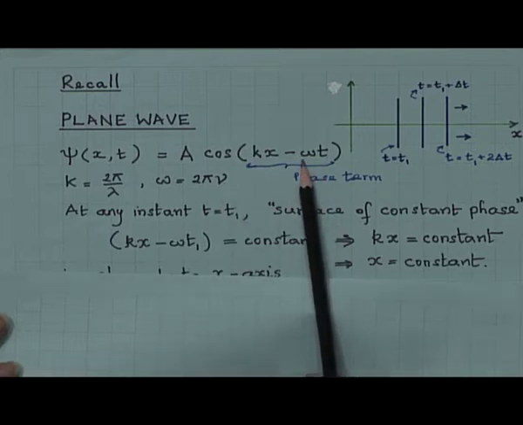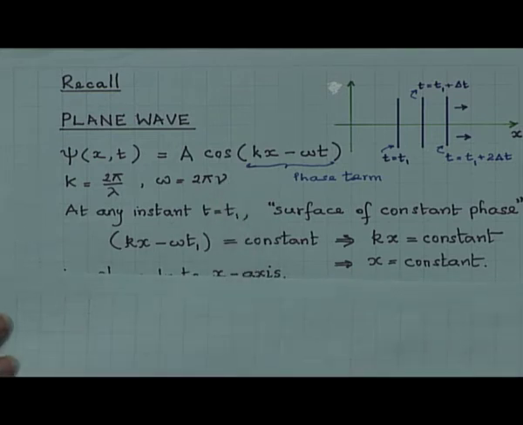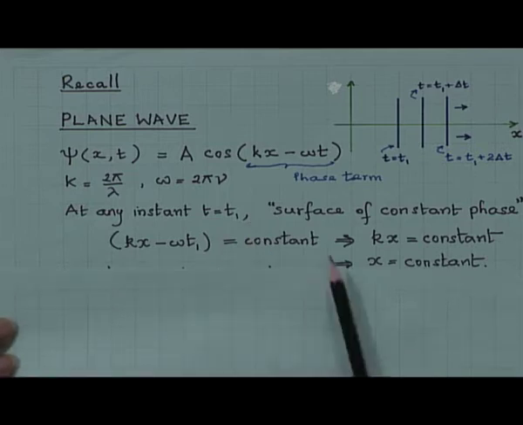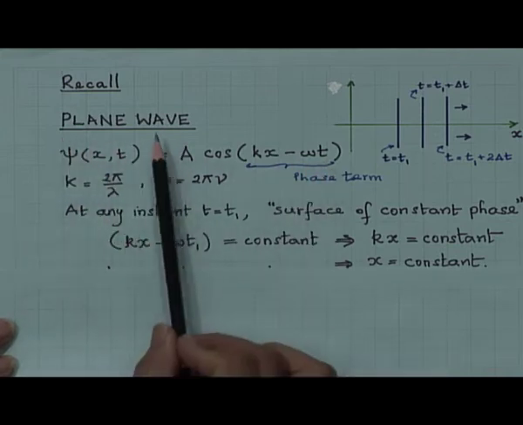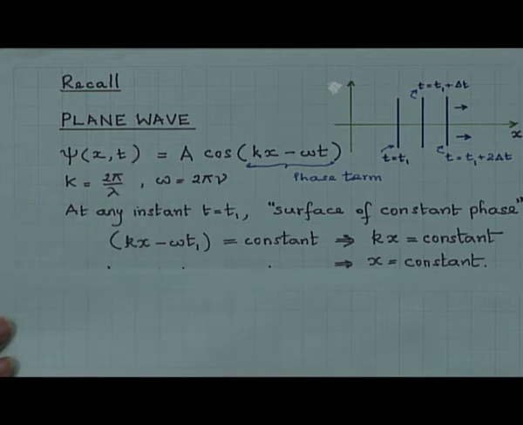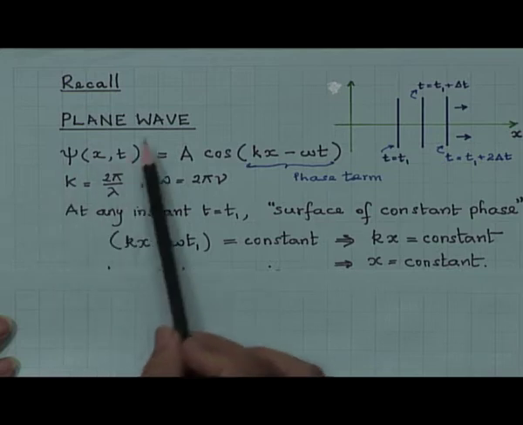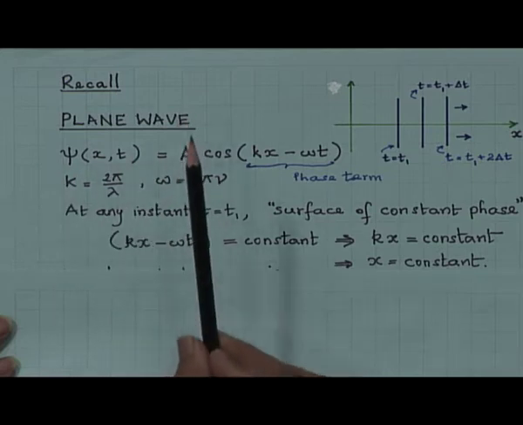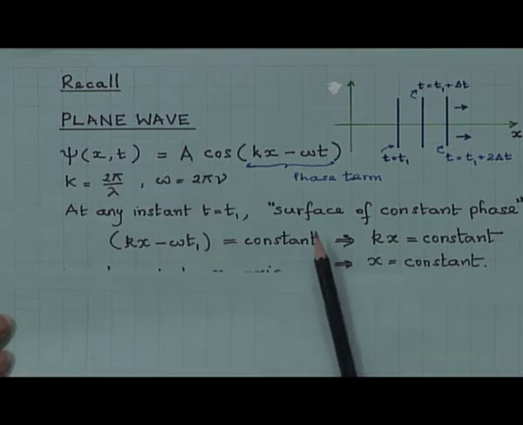Omega here is the angular frequency equal to 2 pi times nu, where nu is the frequency. At any instant t is equal to t1, the surface of constant phase, it is a plane wave. Why is this called a plane wave? Because the surface of constant phase is called the wave front. A plane wave is a propagating wave with plane wave fronts. Wave front is a surface of constant phase.